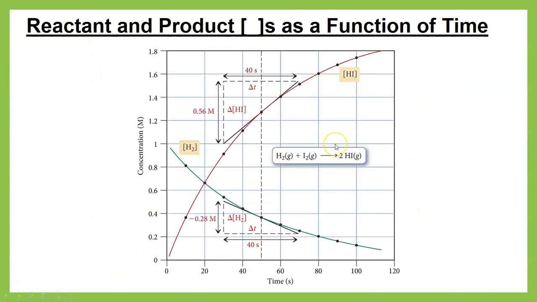So here's just another example where we have a graph. If you look at this, you should be able to figure out pretty fast that the red line are your products and the green line were the reactants. We have a positive rate for the products and a negative rate for the reactants. The red line is a positive slope, the green line is a negative slope.